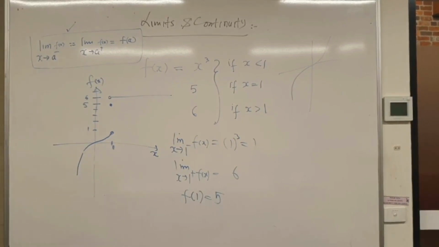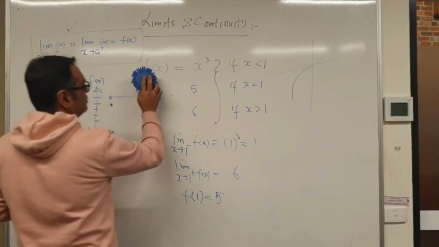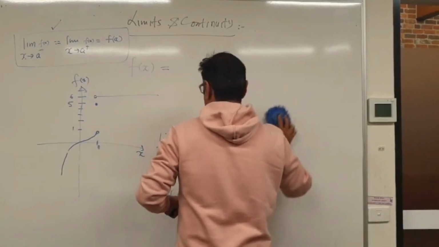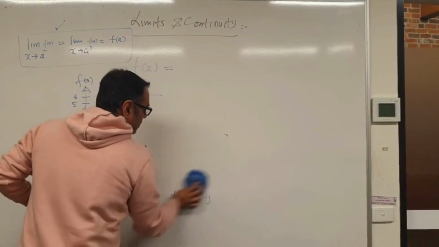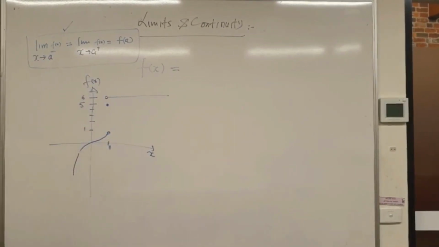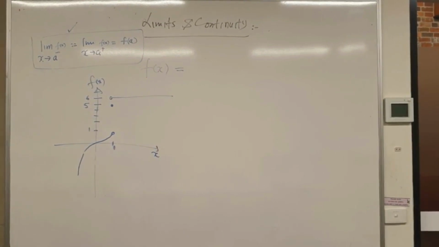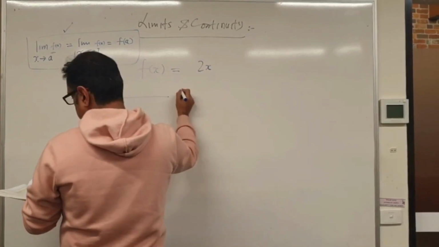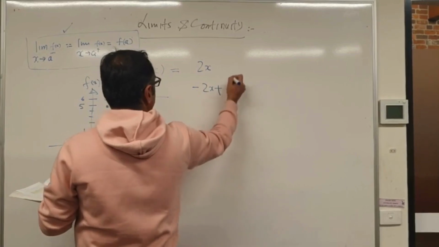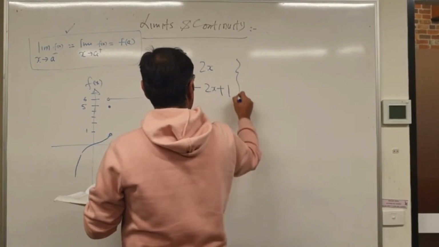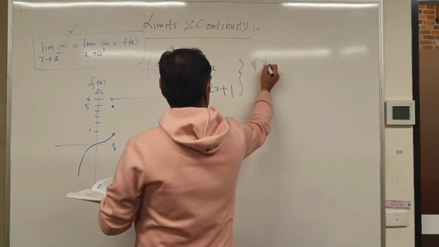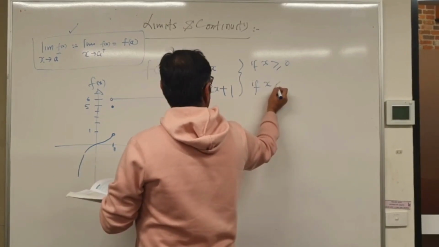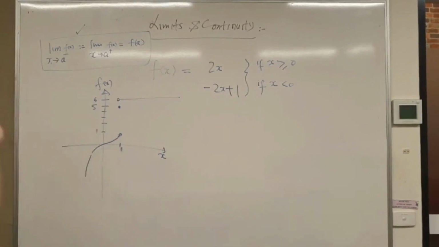Shall I take this off the board? Pick your notebooks out, please, and tell me whether the function that I'm now writing is continuous or not. f of x equals 2x and negative 2x plus 1, and the conditions are: 2x if x is greater than or equal to 0, and negative 2x plus 1 if x is less than 0. Is this function continuous at x equals 0?